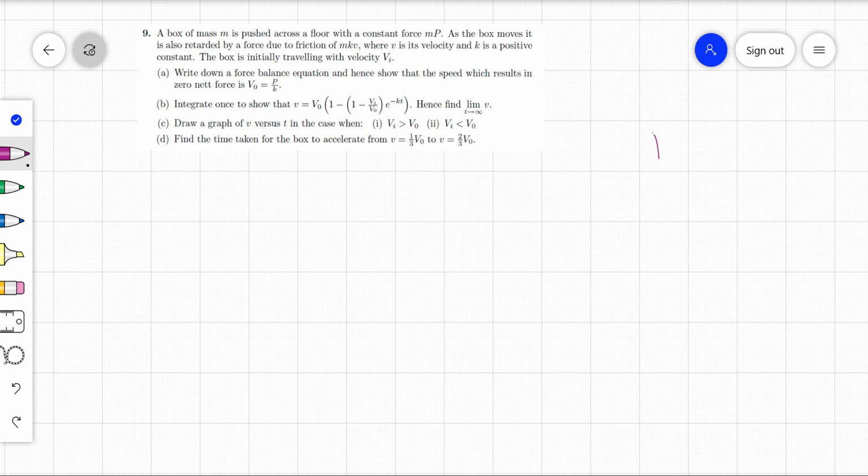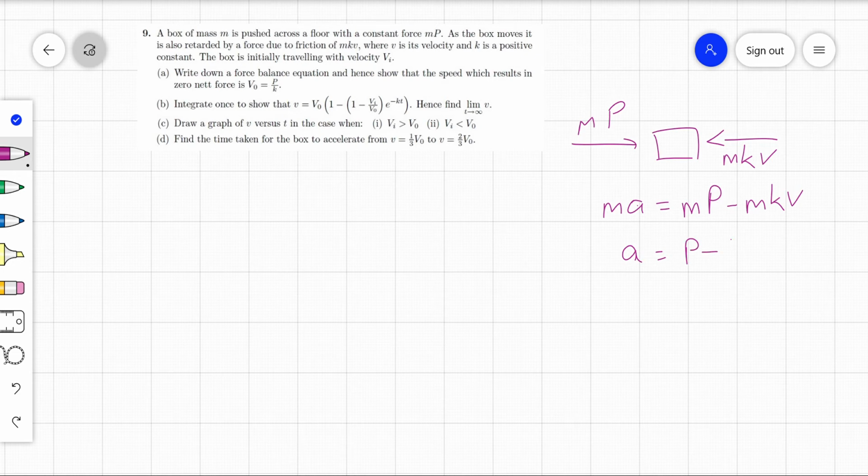Alright, so we have this box. It's being pushed by a force P, and there's a resistance against it, which is kv. So you can tell that force, which is mass times acceleration, is made up of this P. I'm assuming here it's going to the right, and it's winning against this friction. So we can see acceleration will be P minus kv.